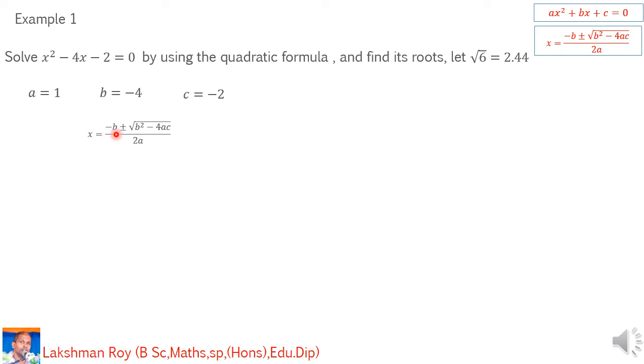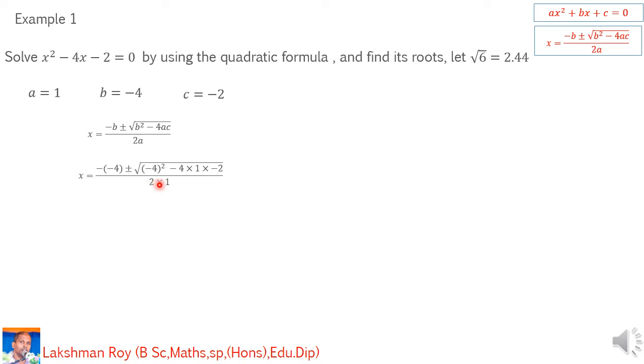This is the general solution, right? So now you have to substitute the value of b, the value of a, and the value of c. Here, be careful. Here negative b, and b is also negative 4. That means you have to keep this negative sign. Then plus or minus the square of negative 4, right? Then minus 4ac, that means 4 times a times c. a is 1, c is negative 2, right?